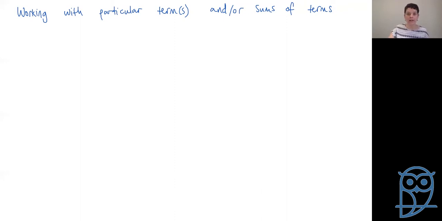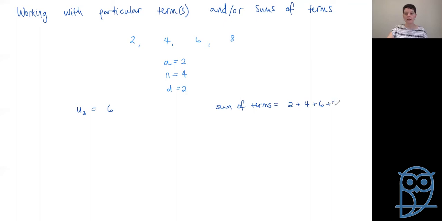So if we have a look at our starting sequence A, 2, 4, 6, 8. We know our first term, A equals 2. We know that in this case, N equals 4, and we know that D equals 2. Each time we add 2. Now we can say, okay, that's cool. If we wanted to do something with the third term, we can look at it and say U3 equals 6. We can even get the sum of terms. We can take our 4 terms, 2 plus 4 plus 6 plus 8, and that's going to give us 20 as our sum of terms.